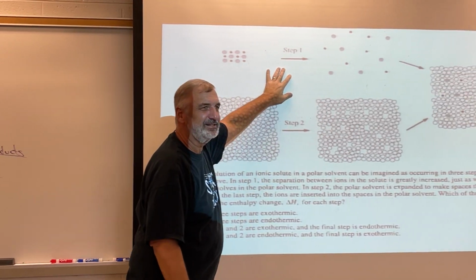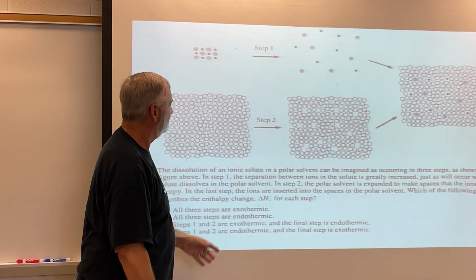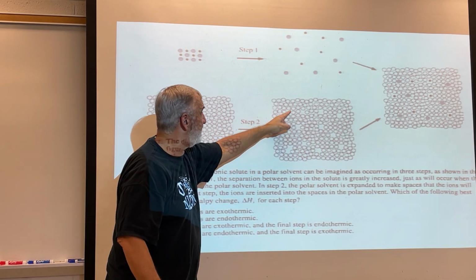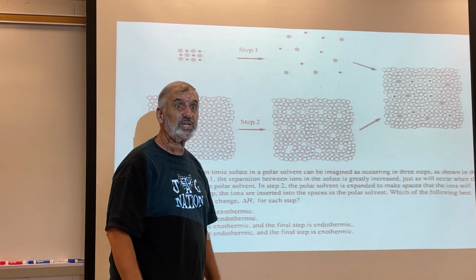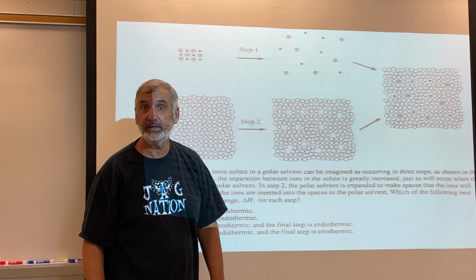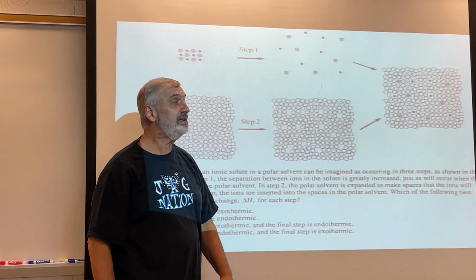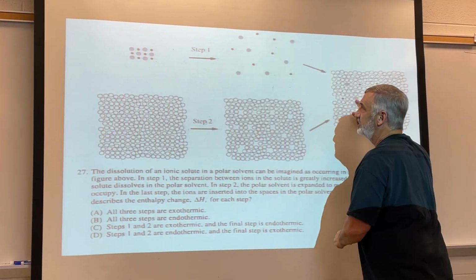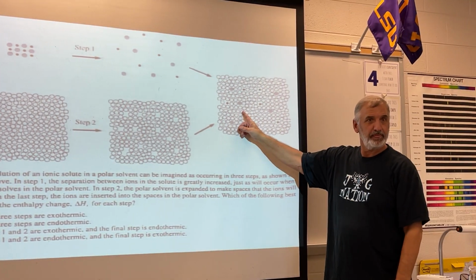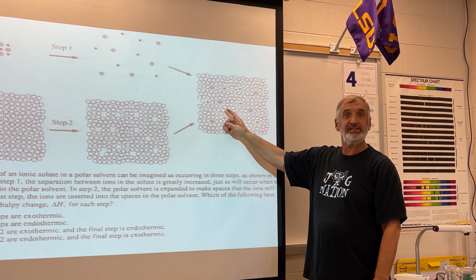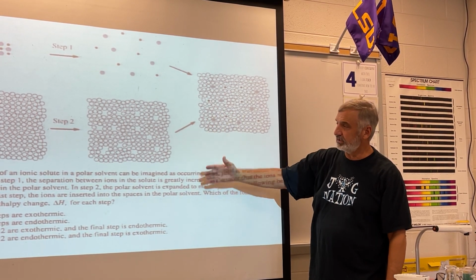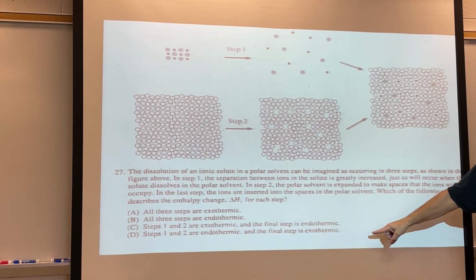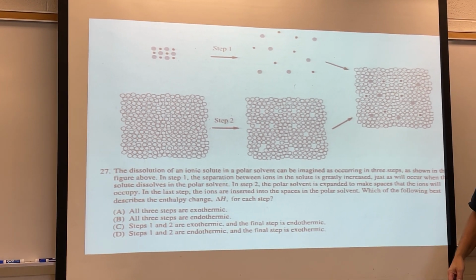Breaking bonds. Thank you. Step 2, the stretching of the solvent to allow space. Are you breaking a bond or forming a bond? Breaking. So therefore it is endo. Thank you. And then finally, the attraction between the solute and the solvent, forming bonds, is exo. So what's my answer? Plus, minus. Which is it, A, B, C, or D? D. Steps 1 and 2 are endo.